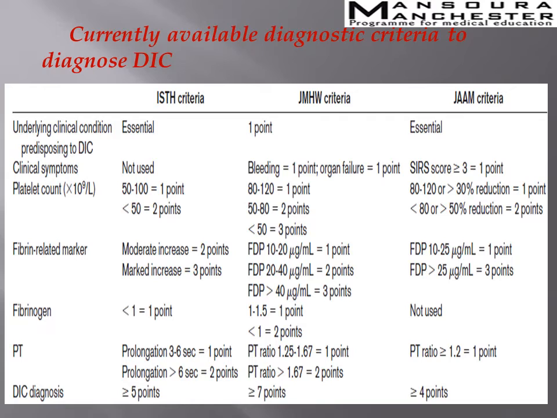There is no gold standard for diagnosis, but 3 respective national guidelines: the International Society of Thrombosis and Hemostasis, Japanese Ministry of Health, Labor and Welfare, and Japanese Association for Acute Medicine, place an emphasis on simple algorithms and scoring systems based on readily available laboratory tests. As you see, this table presents the scoring systems for DIC that are most evidence-based with respect to pathophysiological outcomes such as organ failure and mortality.